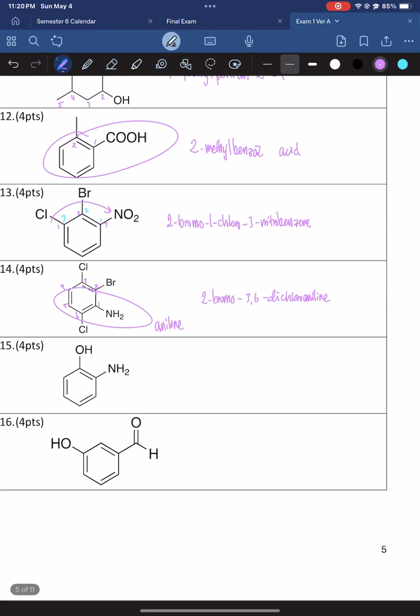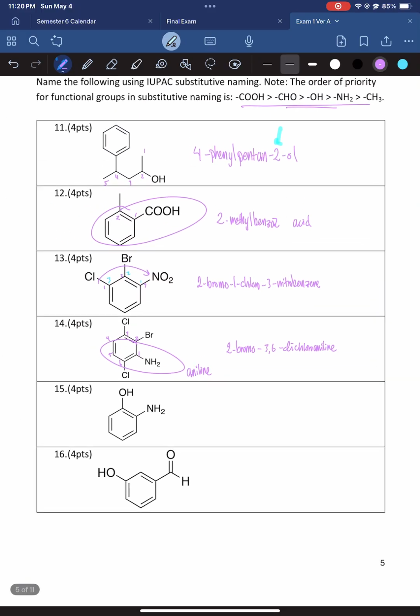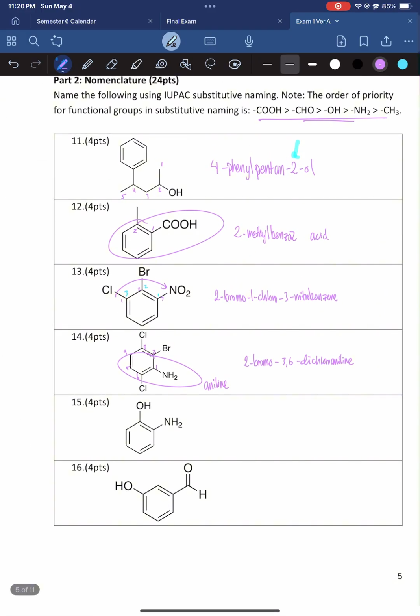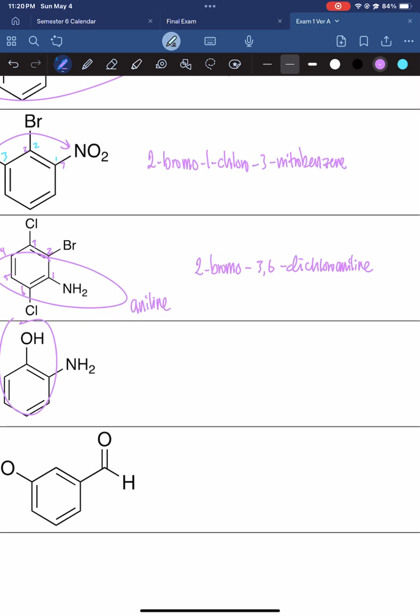So now, question 15, we have an OH and an NH2, and you might be kind of at a crossroads here, but thankfully, we're given a little cheat sheet of which comes first. And in this case, the alcohol is going to take priority, and this common name is going to be phenol. And then the NH2 is going to drop down and just become amine.